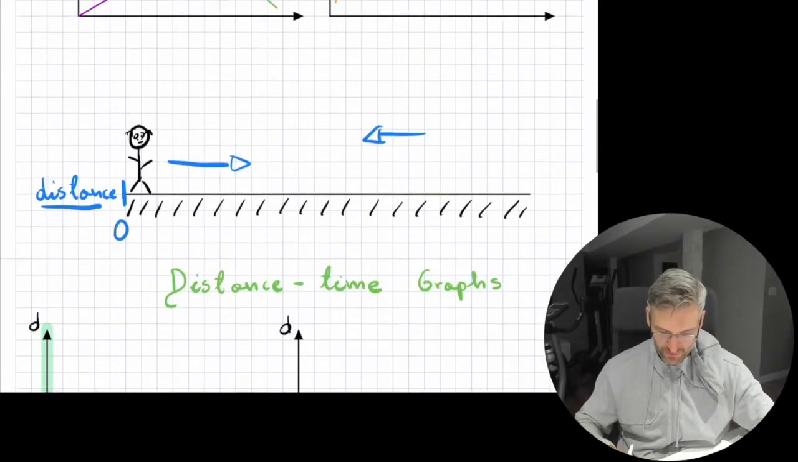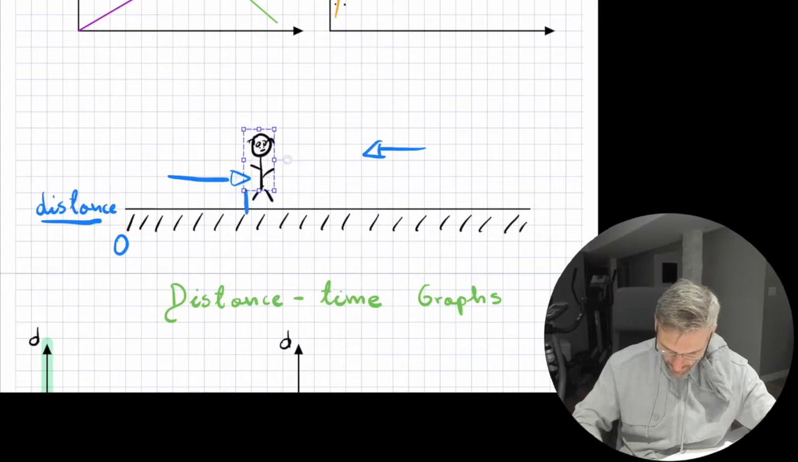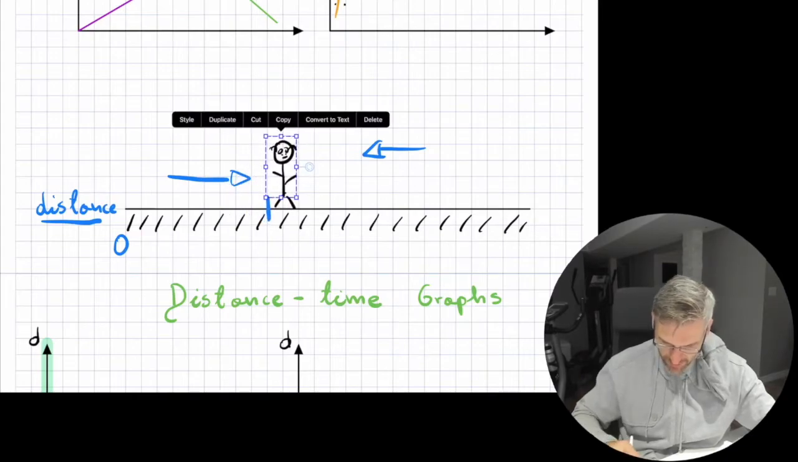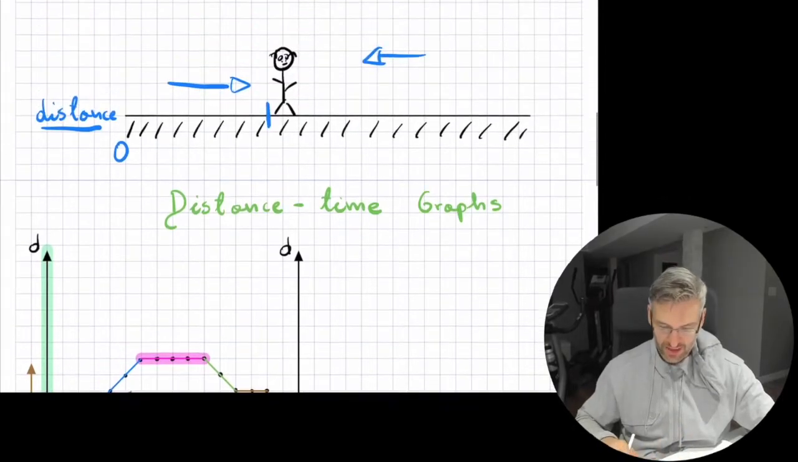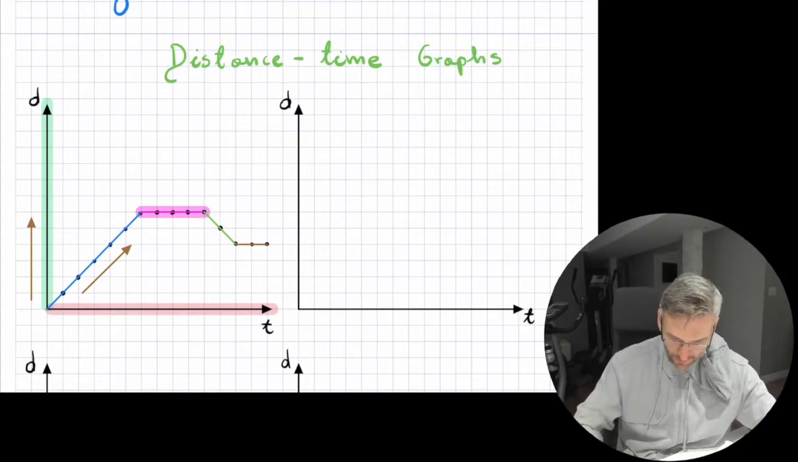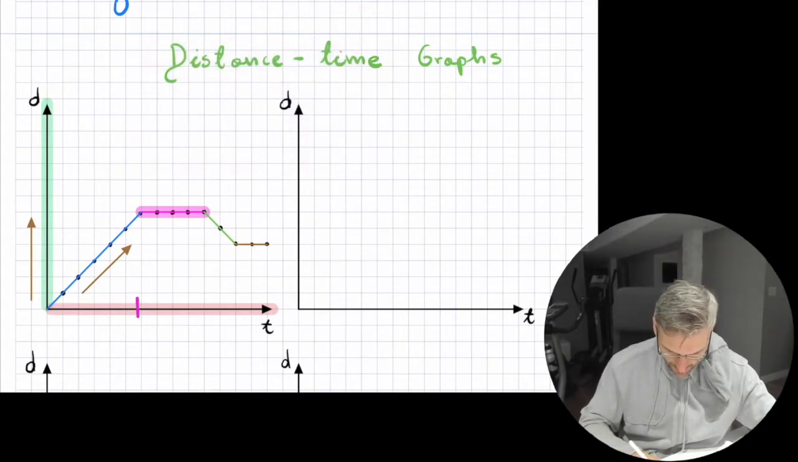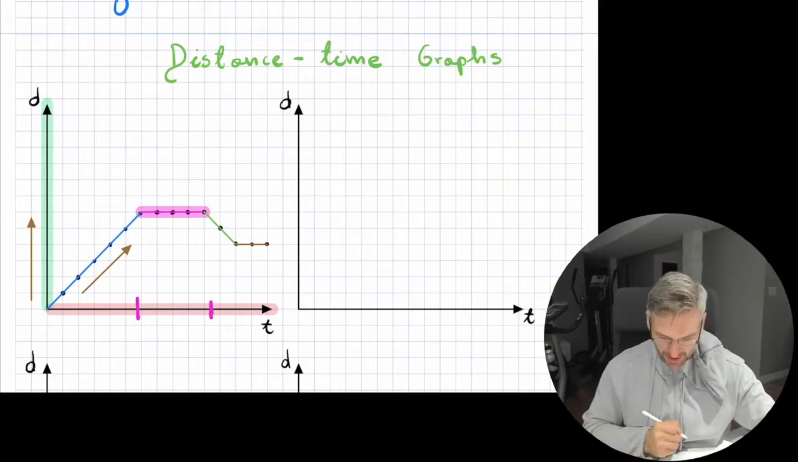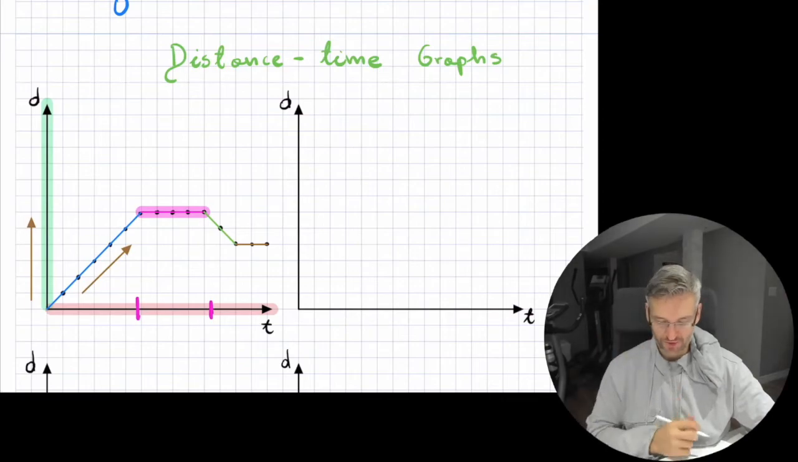So if this was me moving along, first I get to a certain point, so I walk along, that would be the blue, and then I'm just standing there. As time goes on, from this point in time to right here, I am just stuck in that one spot in terms of distance.